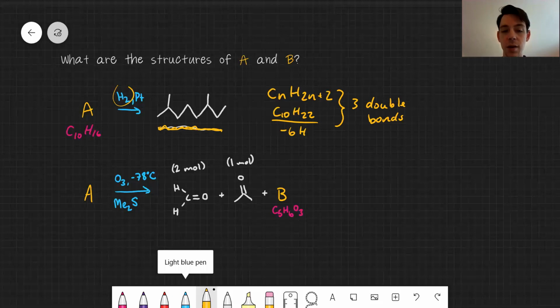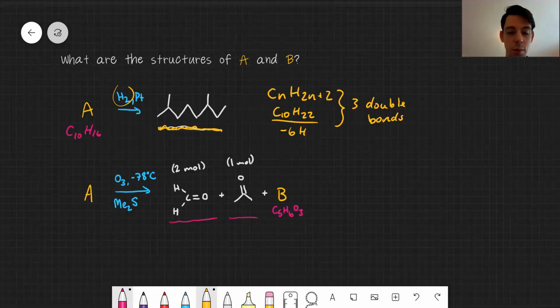We see that A undergoes ozonolysis followed by dimethyl sulfide to form 2 moles of formaldehyde, 1 mole of our ketone here, propanone, and B, which has 5 carbons and 3 oxygens. Right? So let's see what we can figure out working backwards.